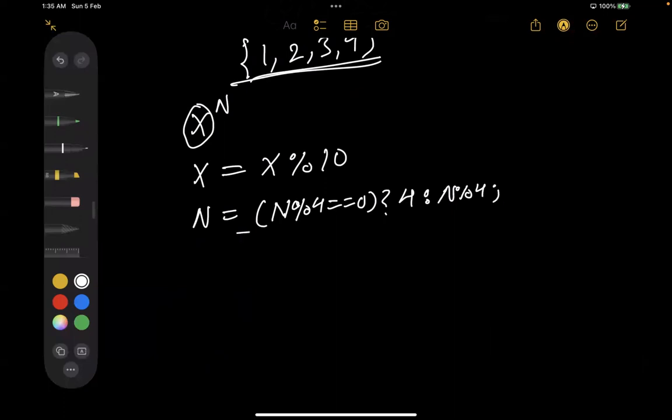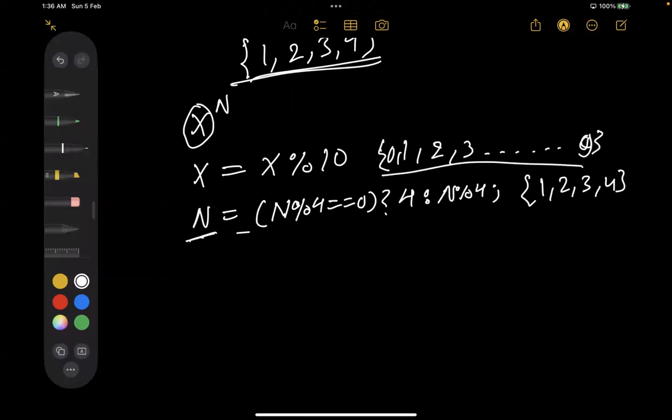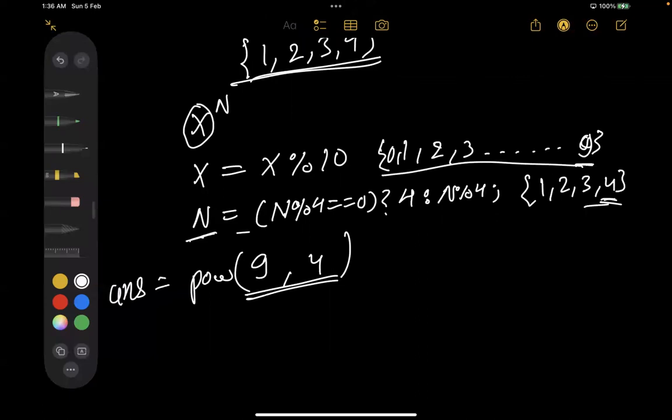So the possible values for n are nothing but 1, 2, 3, 4. Possible values for x are nothing but 0, 1, 2, 3, and so on up to 9, right? Now here, if you take the largest value, that is 9, and here the largest value is 4, finding 9 power 4 is a very small number, and you can easily get this. Whatever answer you get here, you can just print answer modulo 10 because you have to print the last digit, right?